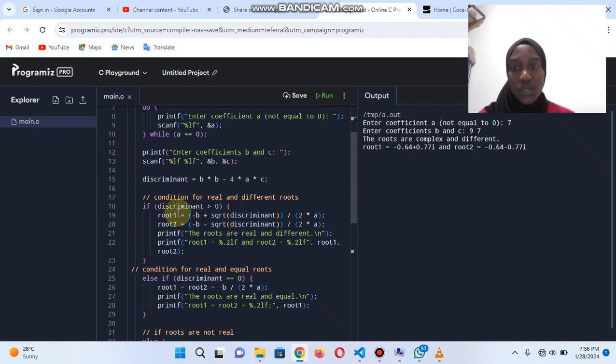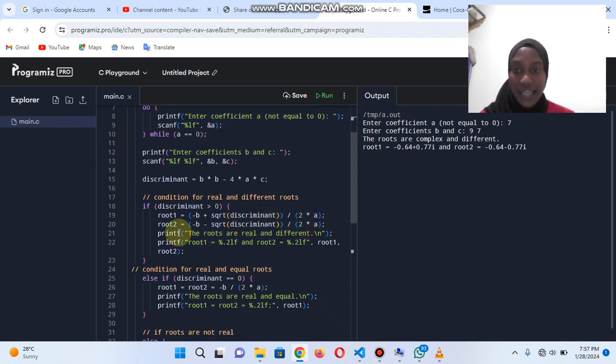Well, root 1 is equal to negative b plus the square root of the discriminant over 2a, or 2 times a. So root 1 is going to take the positive part, and root 2 is going to be negative b minus, taking the negative part of the equation, with negative b minus the square root of the discriminant over 2a. That's root 1 and root 2.